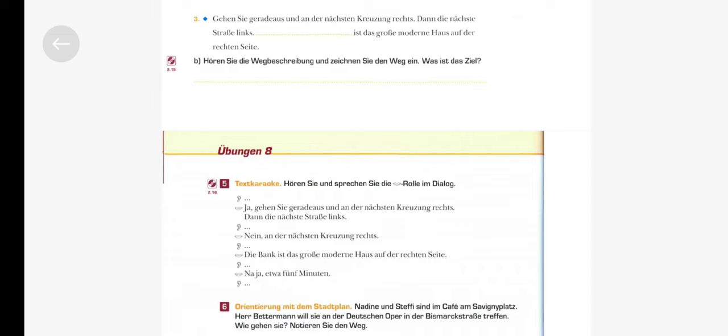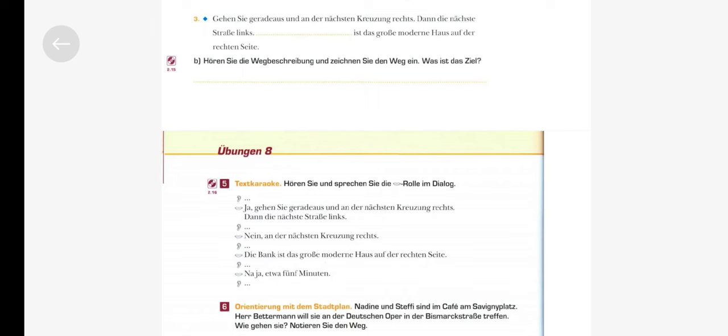Entschuldigung, wo geht es zur Deutschen Bank? Also geradeaus und an der nächsten Kreuzung links? Ach so, an der nächsten Kreuzung rechts. Vielen Dank. Ist es weit?